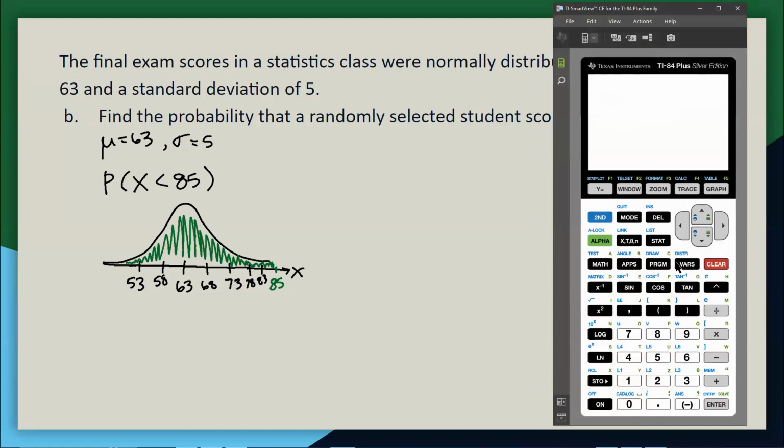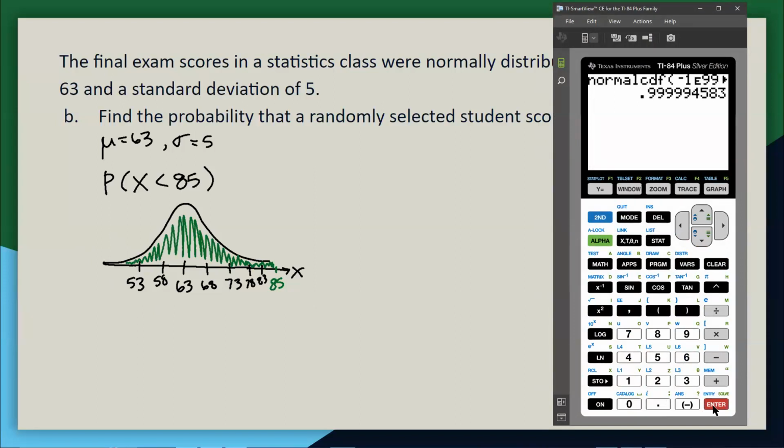So we're going to pull up our calculator, 2nd VARS, normalcdf. In this case, our lower is the left edge of the graph. So that's the -1E99. The upper is now 85. And our mean is still 63. Standard deviation is still 5.